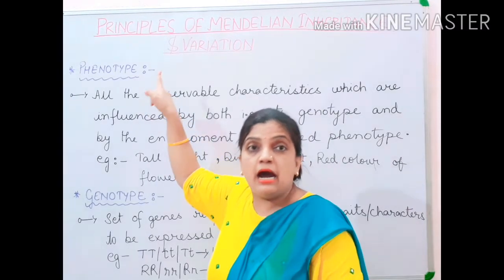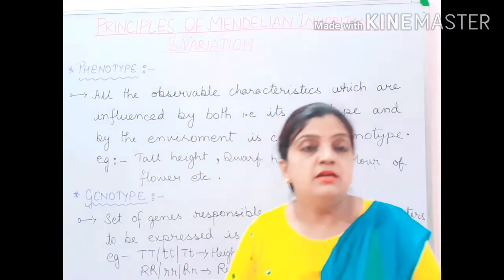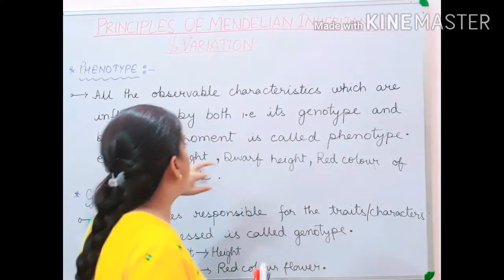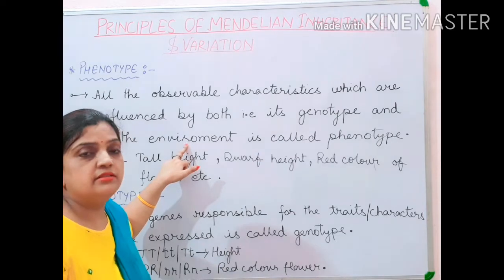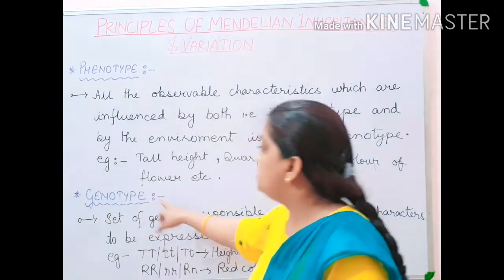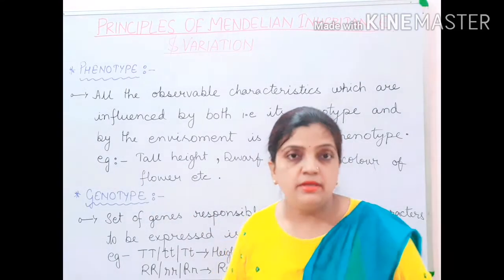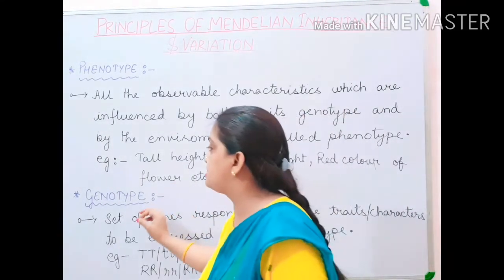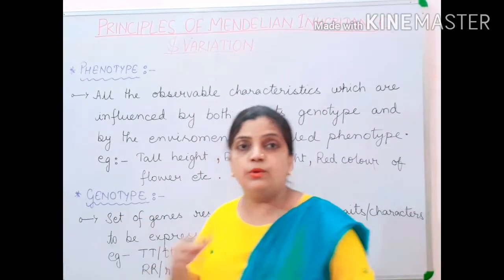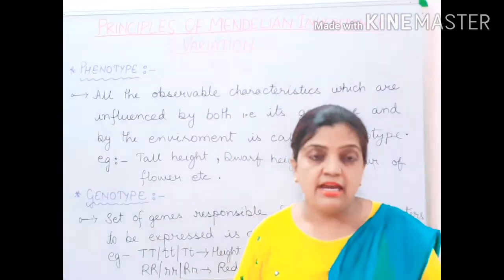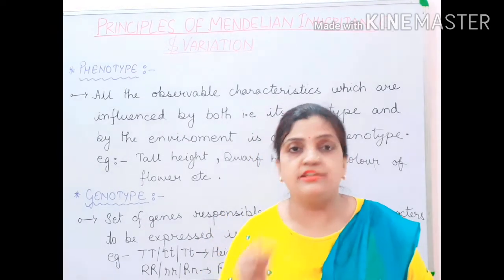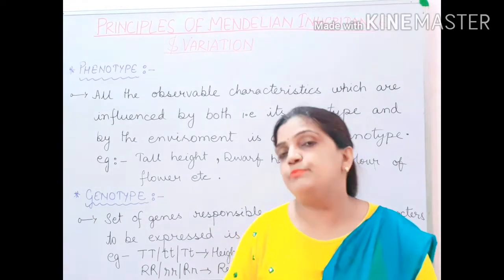And how are these characters expressed? These characters are expressed because of the genotype and by the environment where the organism is surviving. So now let us move to the term genotype. What is genotype? Children, the word itself is saying the meaning, the definition. Genotype, the word has been derived from genes. And what are genes? Genes are responsible for characterizing different types of traits or different types of characters.